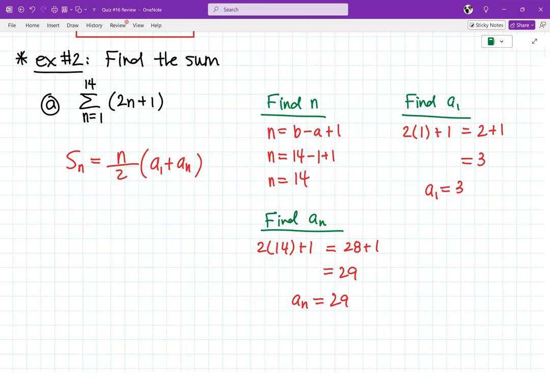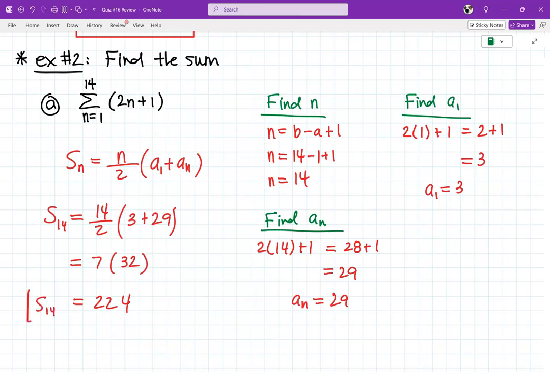So S sub n is S sub 14. That's 14 divided by 2, times a sub 1, which is 3, plus a sub n, which is 29. 14 divided by 2 is 7. 3 plus 29, that's 32. 7 times 32: 7 times 2 is 14, 7 times 3 is 21, add 1, so 224. And there's your sum.